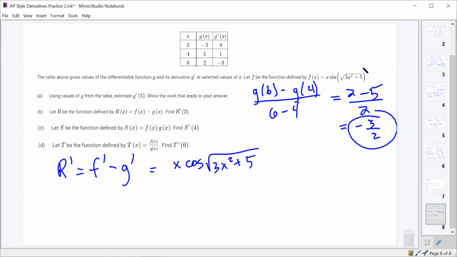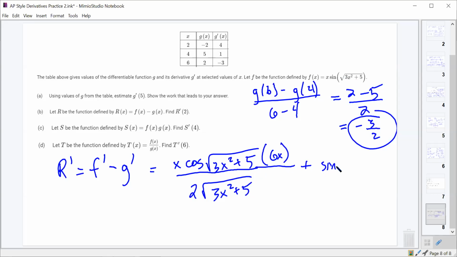times the derivative of the root 3x squared plus 5, which should be 1 over 2 root 3x squared plus 5, times the derivative of the 3x squared plus 5, which is 6x, and then plus the sine of root 3x squared plus 5.